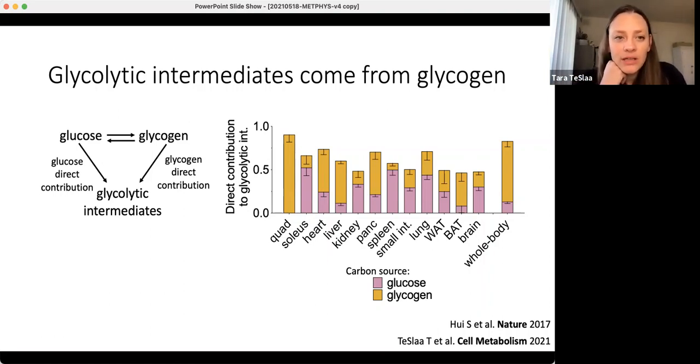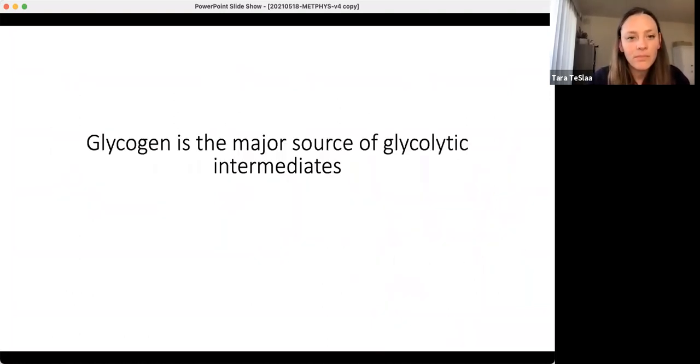What was striking to us was when we started to think about this on the whole body level. So if we account for the mass of each of these tissues and their glycolytic intermediate pool and sum them all up to measure a whole body glycolytic intermediate pool, what we find is that the majority of glycolytic intermediates come from glycogen, while only a small fraction come from circulating glucose. So glycogen is a major source of glycolytic intermediates.